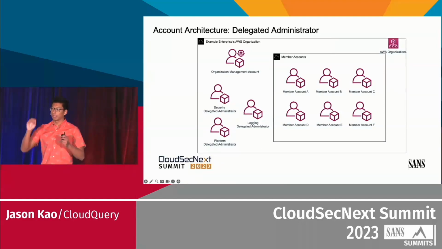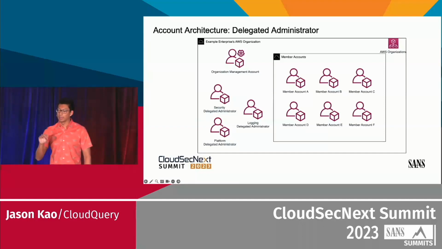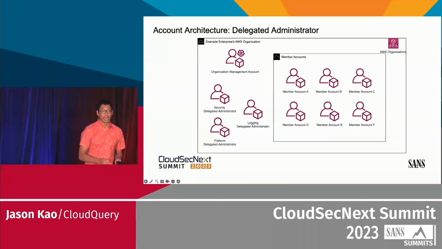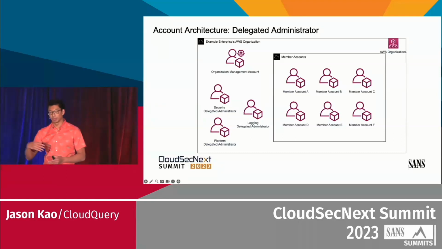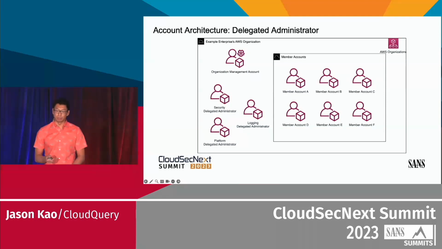What we can have is the organization management account. We can delegate admin out based off different purposes. So we can have a security delegated admin where the security services may sit. We can have a logging delegated admin where the logging may sit, such as CloudTrail. And then we could have a platform delegated admin. One example is using AWS Backup to back up all of our resources. You can put that in the platform delegated admin account if it makes sense. And then we reduce access to these accounts so they're not blended in with the member accounts here.